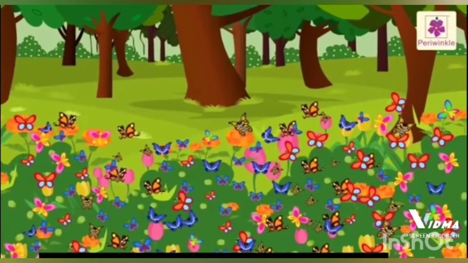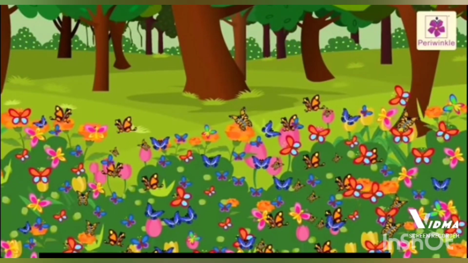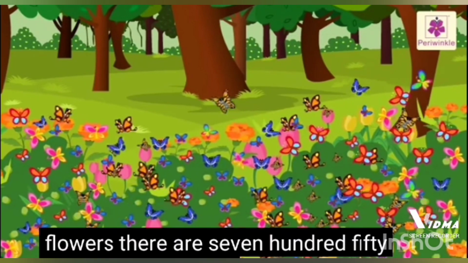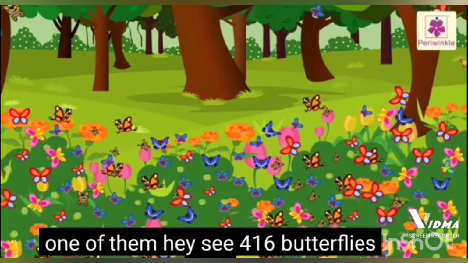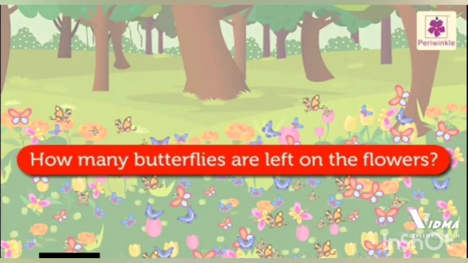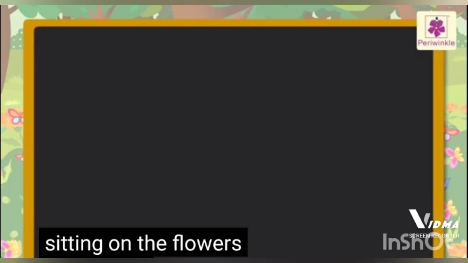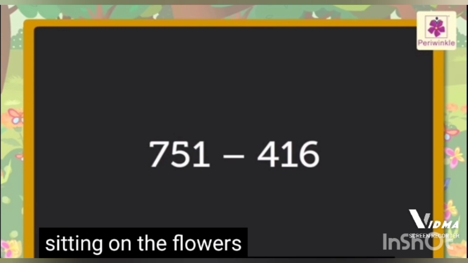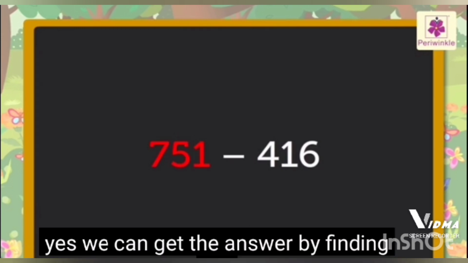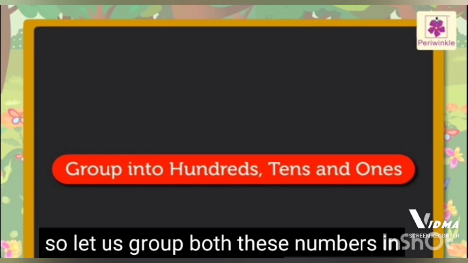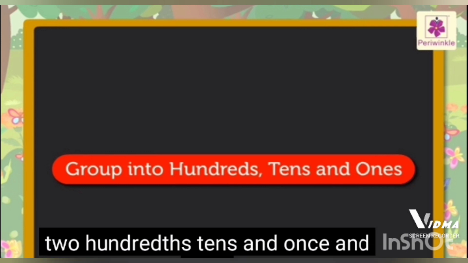Look at the colorful butterflies on the flowers. There are 751 of them. 416 butterflies flew away. Now, how many butterflies are still sitting on the flowers? Yes, we can get the answer by finding the difference between 751 and 416. So, let us group both these numbers into hundreds, tens and ones and then subtract them.